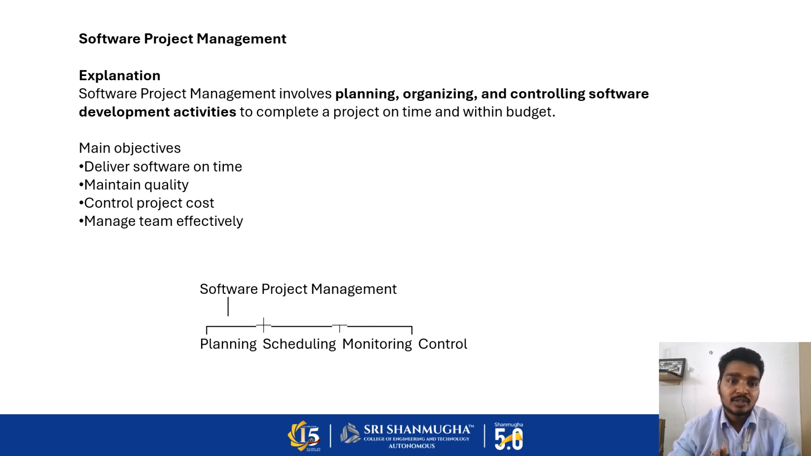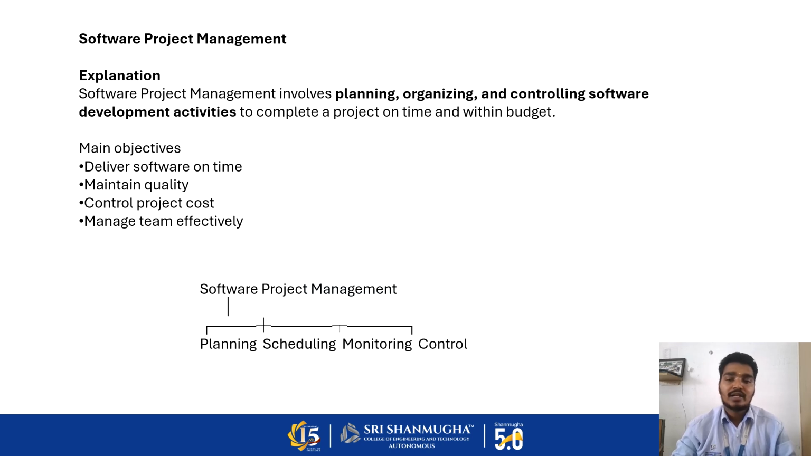So, what are the main objectives? There are four objectives. First of all, deliver the software on time, maintain quality, control project cost, and manage the team effectively. So these are what software project management is for. We see four important steps in software project management: first of all, planning, scheduling, monitoring, and control.